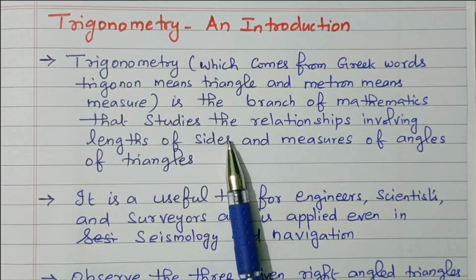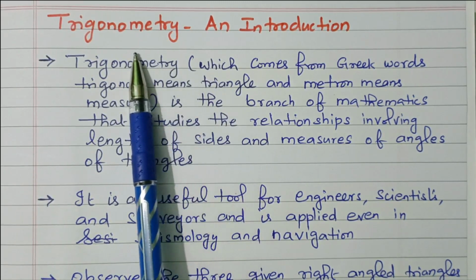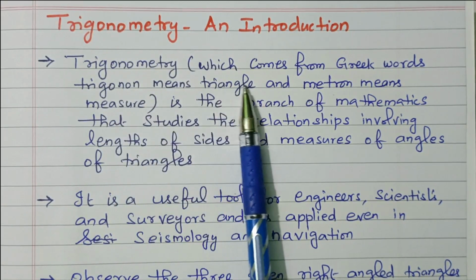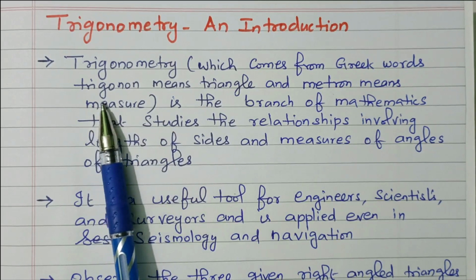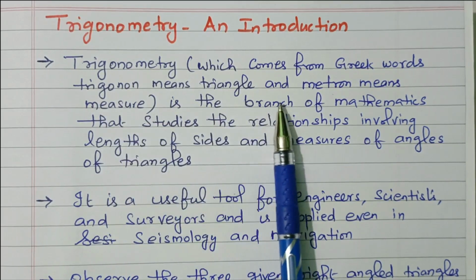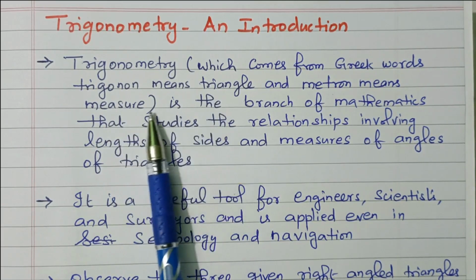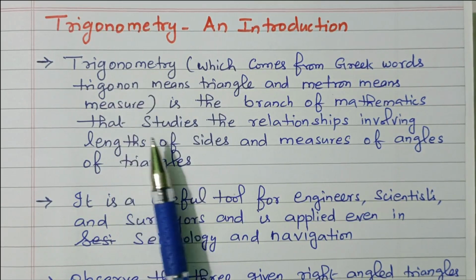Now we will go to the topic. We will see the introduction. What is meant by trigonometry? Trigonometry comes from the Greek word trigonon, which means triangle, and metron, which means measure. That is, the measure of a triangle. That is called trigonometry.